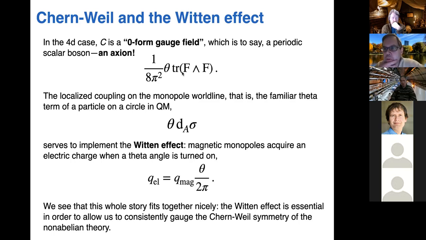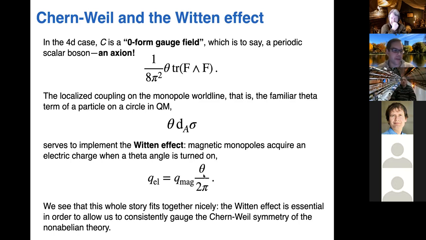But axions from this perspective are kind of like a zero form version of a gauge field. So periodic scalars are sort of like the zero form version of gauge fields. And there's also higher dimensional generalizations of this. So this could be some gauge field in higher dimensions. And if you turn on a background value for it, you would sort of find that your magnetic monopole world volume carries electric charge dissolved inside it. So all of this fits together really nicely.